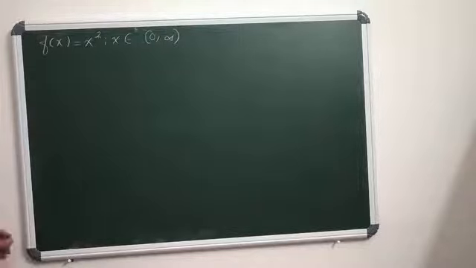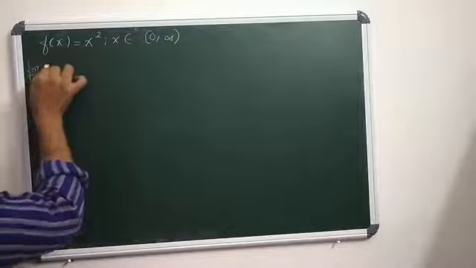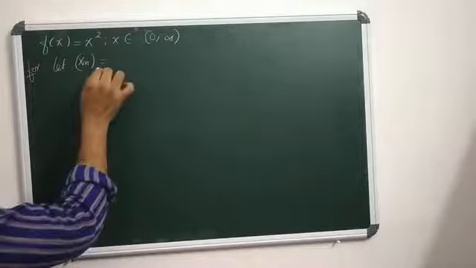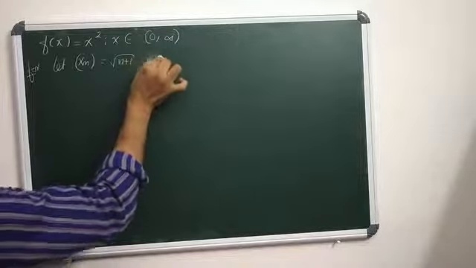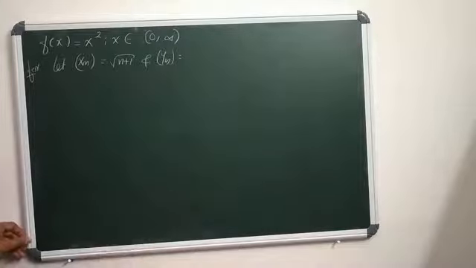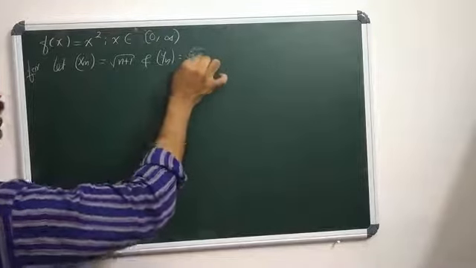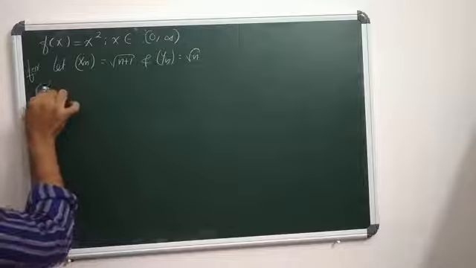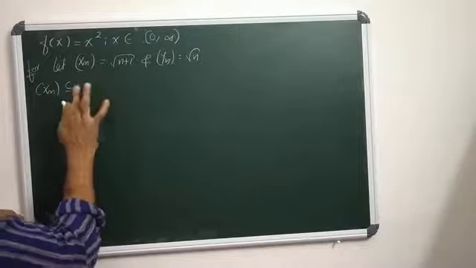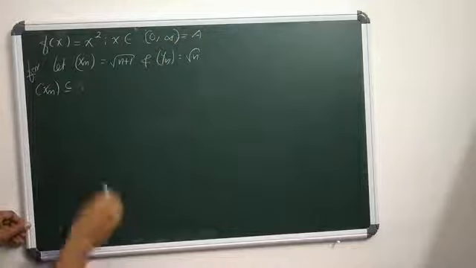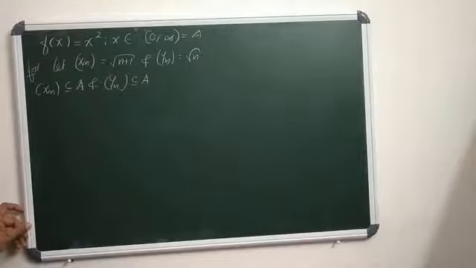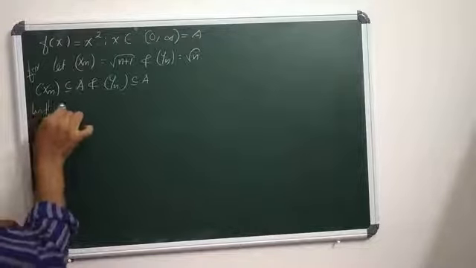Consider sequences xn and yn. Let xn equals root n plus 1 and yn equals root n. Clearly, this sequence xn is a part of the domain, say A, and the sequence yn is also a part of A itself. Clear? Now what about the limit of xn minus yn?